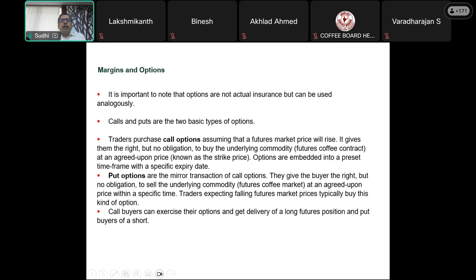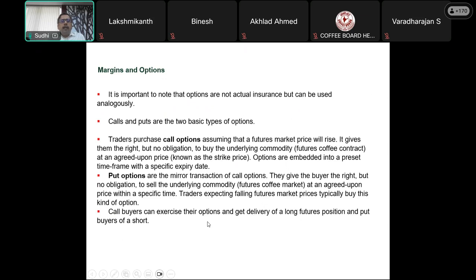It's important to note that options are not actual insurance, but can be used analogously. Calls and puts are the two basic types of options. Traders purchase a call option assuming that the future market price will rise. It gives them the right but not the obligation to buy the underlying at an agreed upon price known as a strike price. Options are embedded into a preset time frame with a specific expiry date.